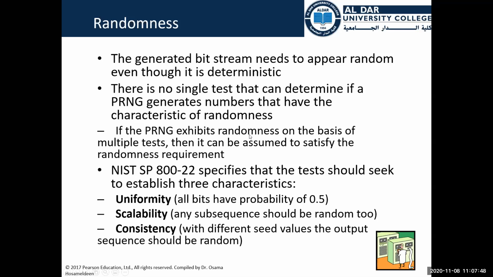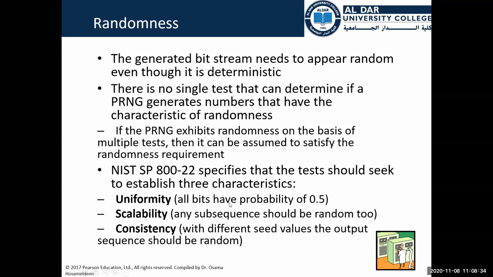If the PRNG exhibits randomness on the basis of multiple tests, then it can be assumed to satisfy the randomness requirement. That's why if it passes more than one test, then this means we can consider the bit stream is random. And for the next, SP, special publication 800-22, is specific for the tests that should seek to establish three characteristics.